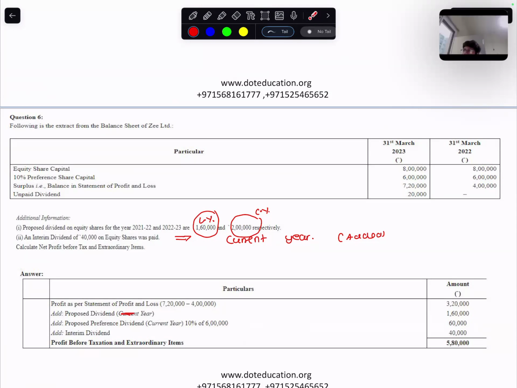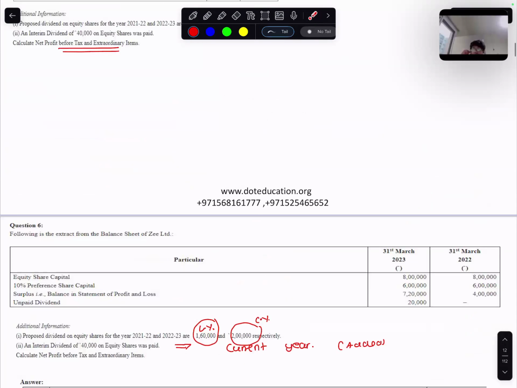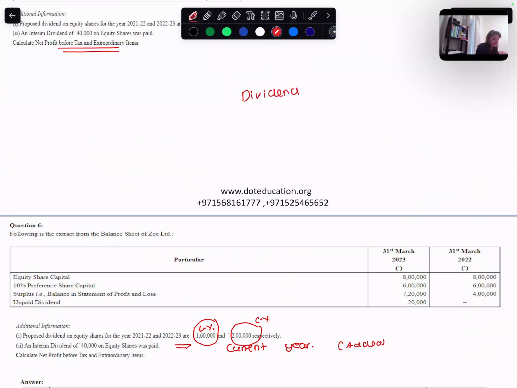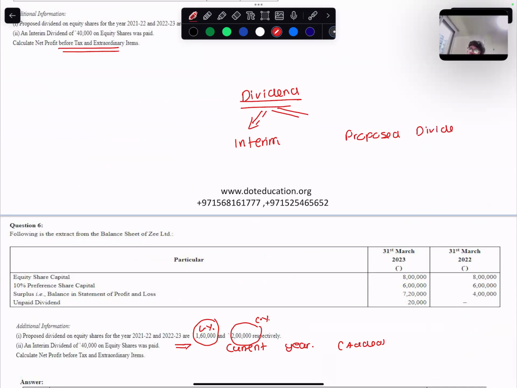So what is dividend actually? Dividend is the return that you pay to your shareholders. There are two types of dividend. One is interim dividend, one is proposed dividend. Interim dividend, you decide that you want to pay now and you will pay now. Decide now and pay now.